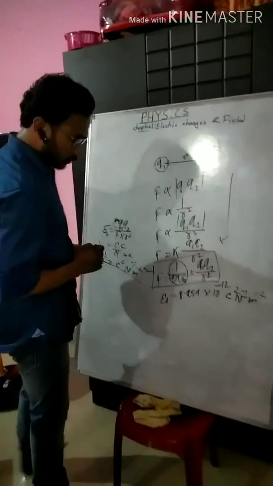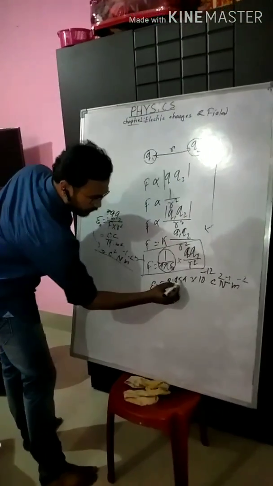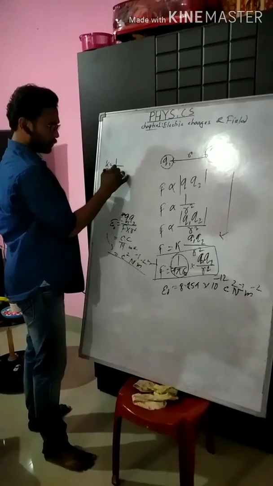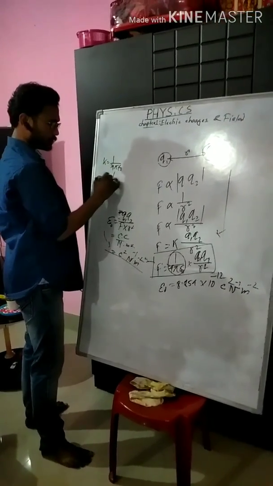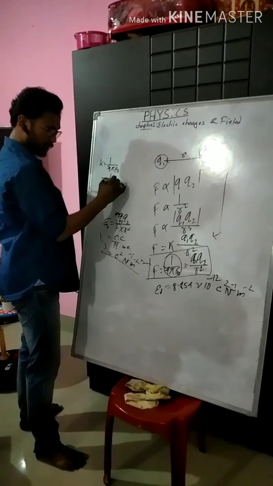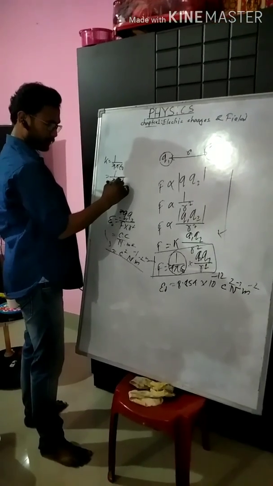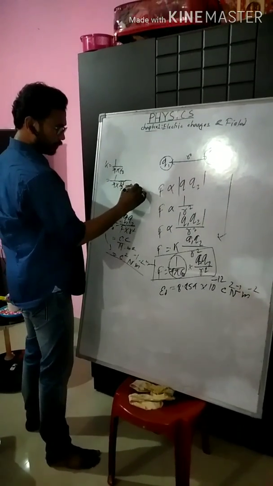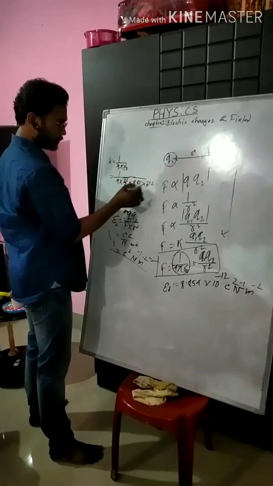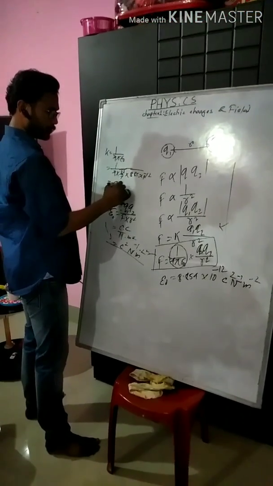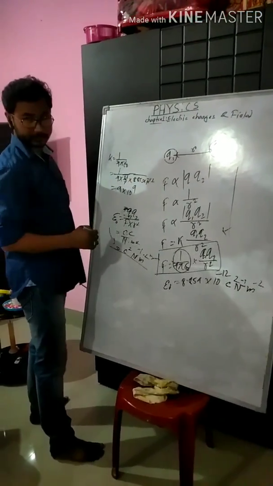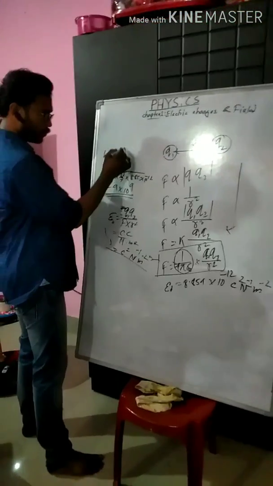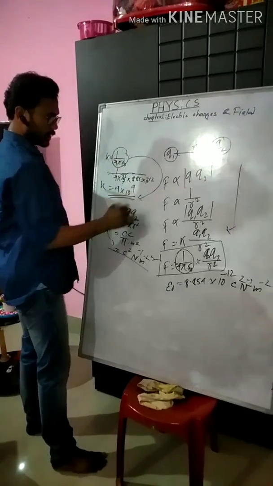Okay. Now if I put the value 8.854 here, the whole constant, suppose the value of k, 1 by 4 pi epsilon naught. If I put the value of 4 into pi, where pi is 22 by 7, and epsilon naught is 8.85 into 10 to the power minus 12, the whole expression comes to 9 into 10 to the power 9.